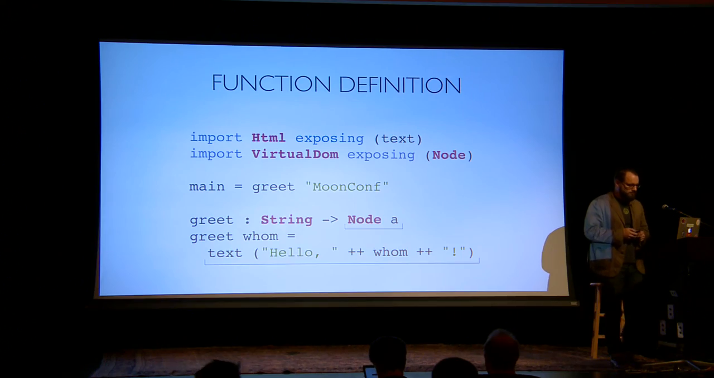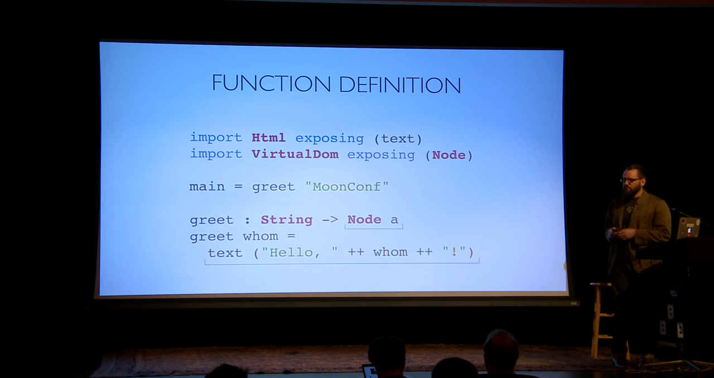So we're going to turn that into a greet, and we're going to greet MoonConf. And so we'll see here, we're not just exposing a function called text, but we're also exposing a module or a class, however you want to call it, called node. We're giving a type hint here. Something called greet is going to take a string and return a node with some generic type. And so the string is just going to be bound to this variable called whom. And so we're just going to call text, and the plus plus operator is, of course, concatenation. So that's your basic function definition.